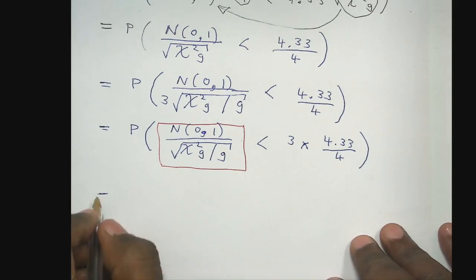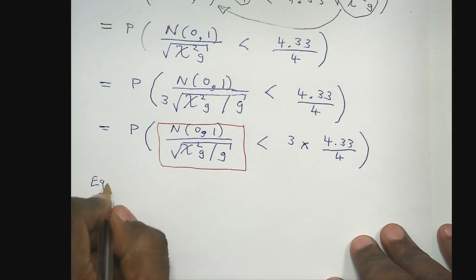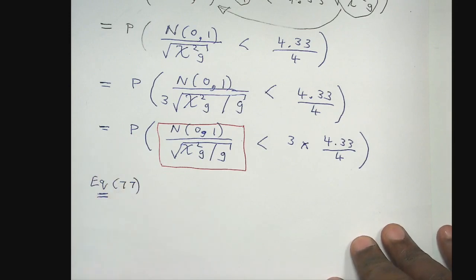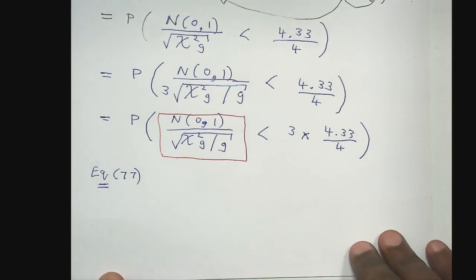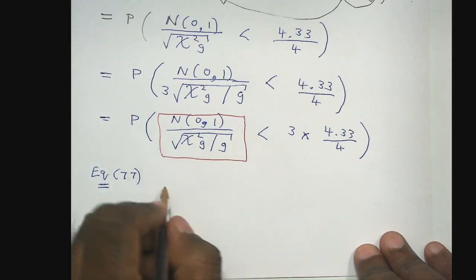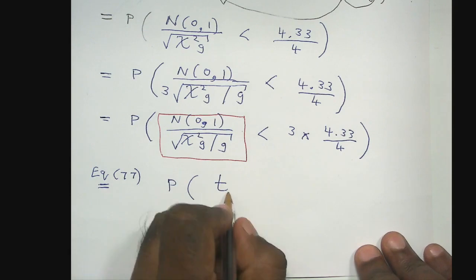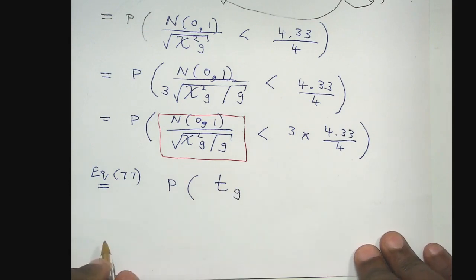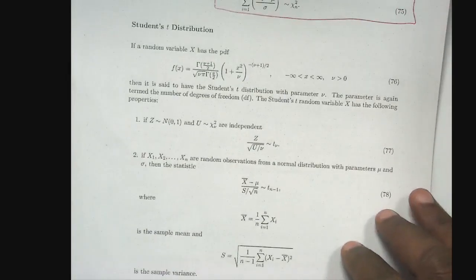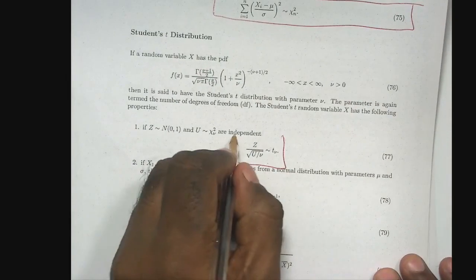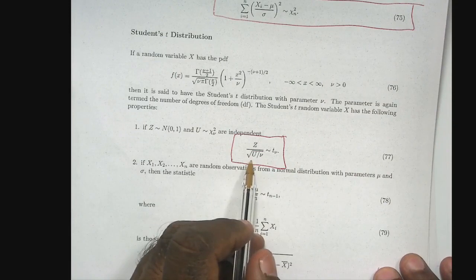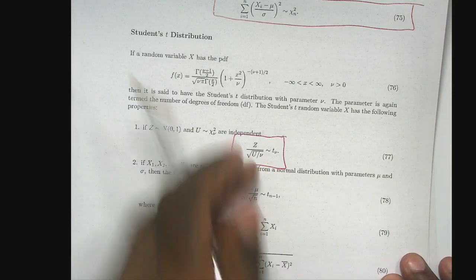If you look at equation 77 in the lecture notes, you will see that what you have here is the T distribution with 9 degrees of freedom. Remember this, guys. Let me show you where it is. It's this formula here, equation 77.